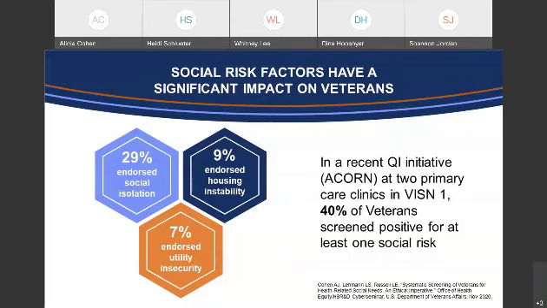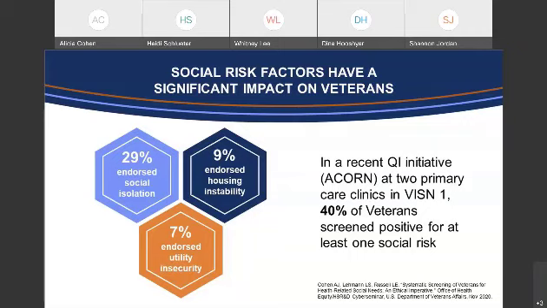9% endorsed housing instability, 7% endorsed utility insecurity, so having difficulty paying for their utilities or potentially even having their utilities already shut off. And then 1 in 5 endorsed at least some form of financial hardship, including housing instability, food insecurity, or utility insecurities.